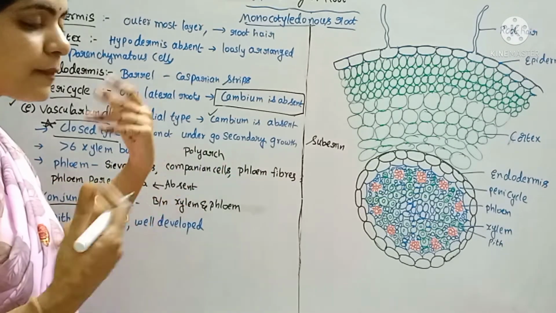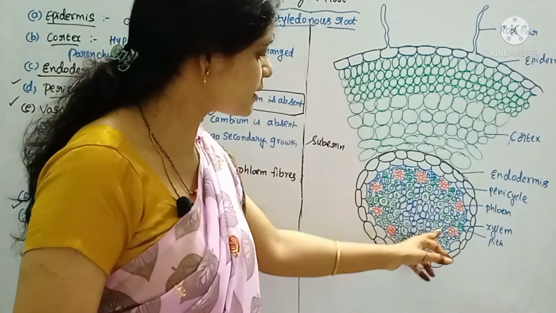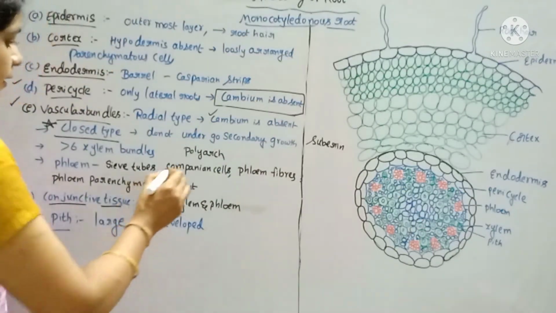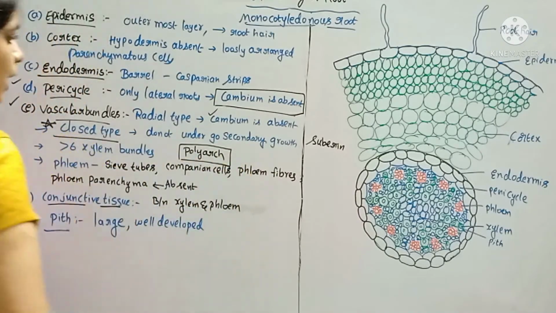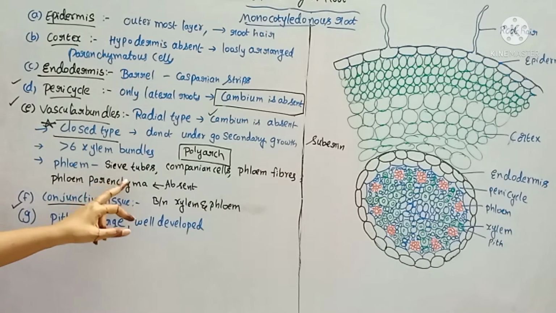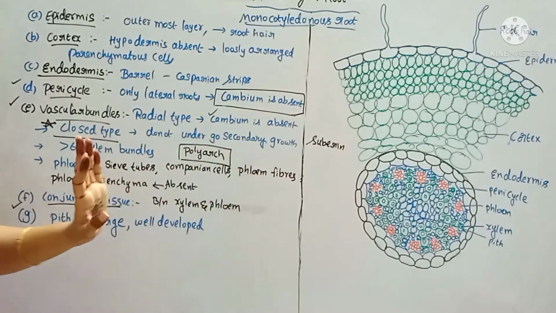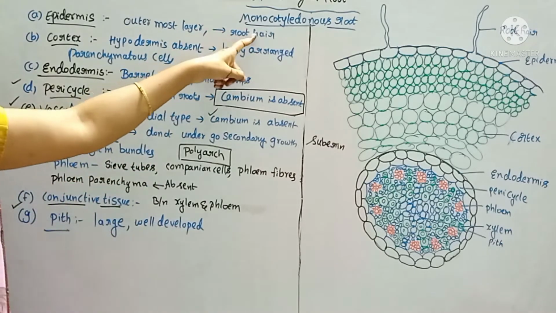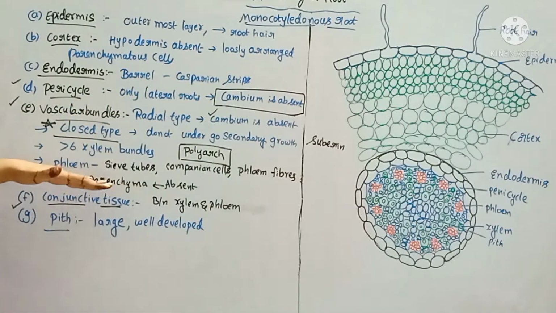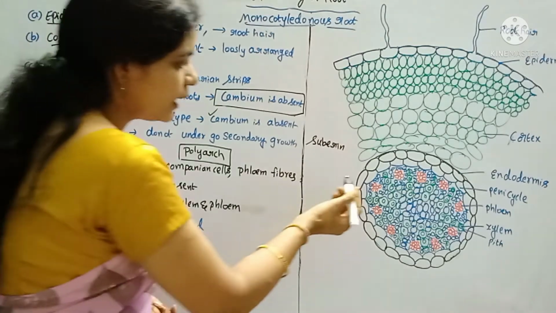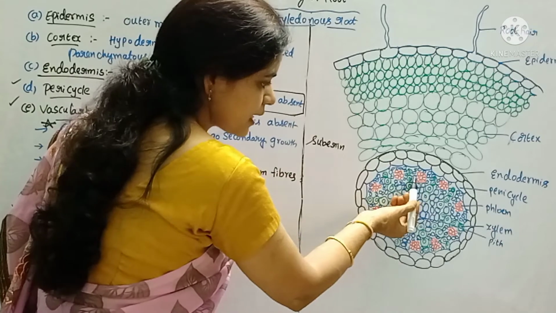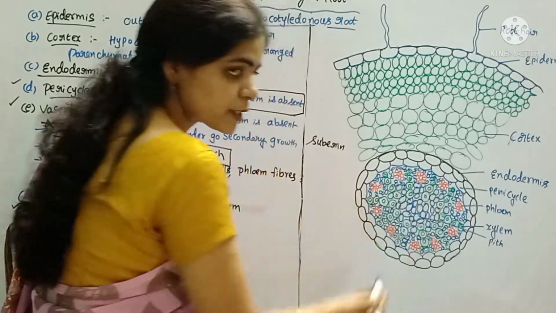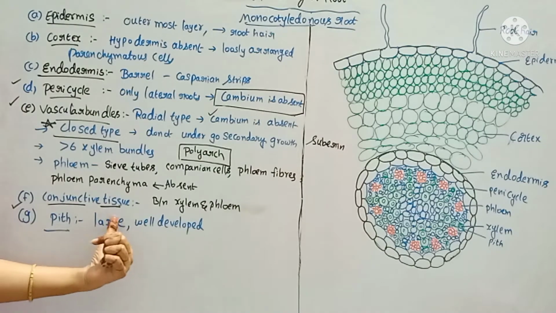That means they exhibit a polyarch condition. What type of condition is it? Polyarch. And the phloem in the monocots consists of sieve tubes, companion cells, and phloem fibers, but phloem parenchyma is absent in the monocot roots. And between the xylem and phloem, there is a parenchymatous tissue. What is that called? Conjunctive tissue.